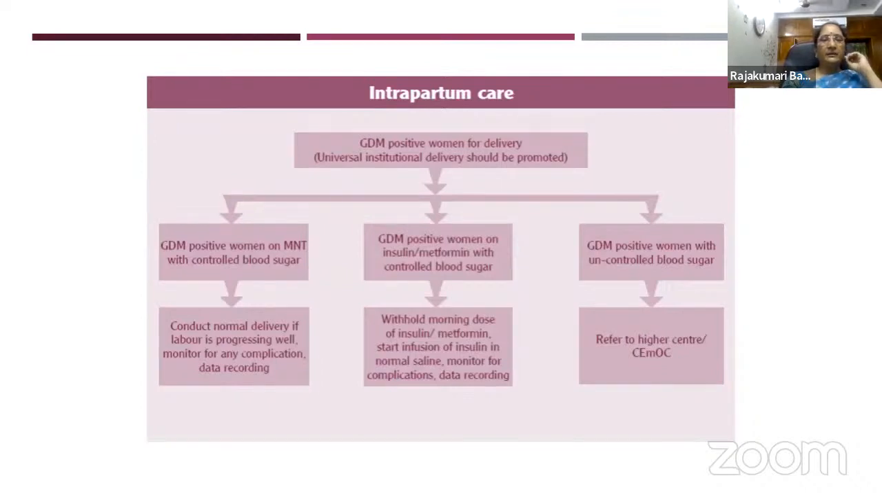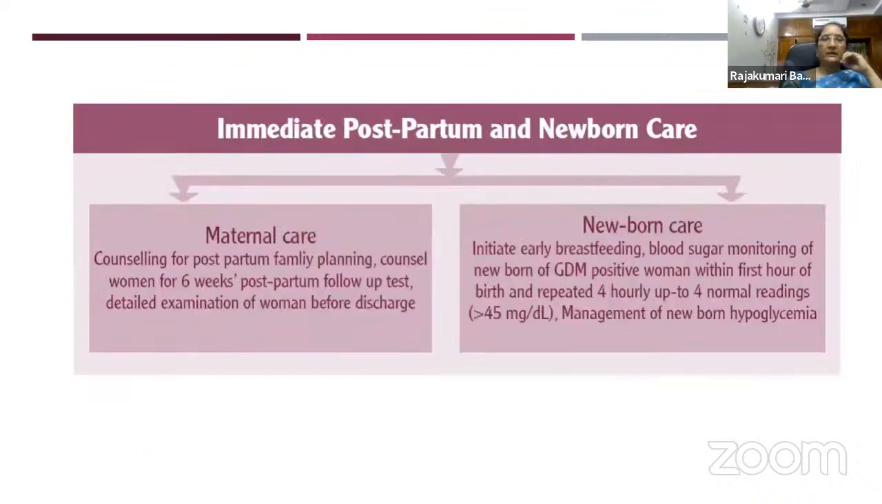GDM positive women on MNT with controlled blood sugar can be managed as any other normal labor. In GDM positive women on insulin or metformin with controlled blood sugar, withhold the morning dose of insulin or metformin, start infusion of insulin in normal saline, monitor for complications and data recording. GDM positive women with uncontrolled blood sugar, refer to higher center.